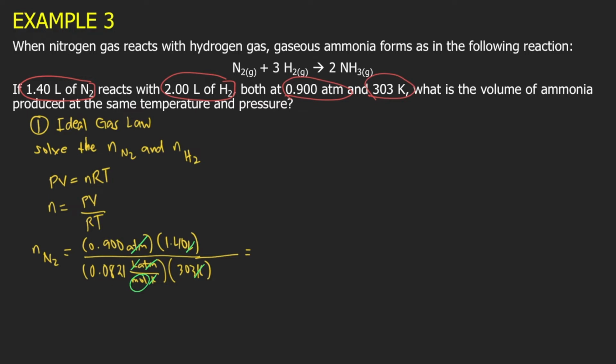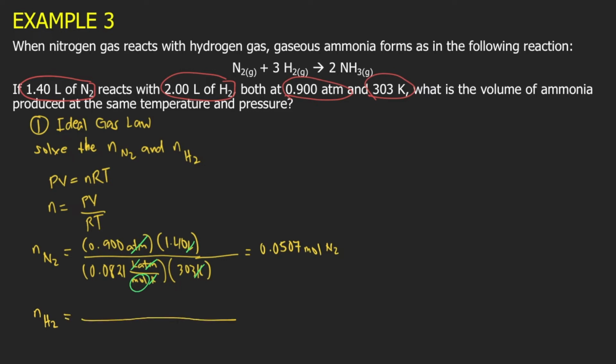And if we solve this in our calculator, let's type the numbers. 0.9 times 1.40 divided by 0.0821 times 303, that is approximately equal to 0.0507 moles of N2. And then let's do the same thing to solve for the moles of H2.